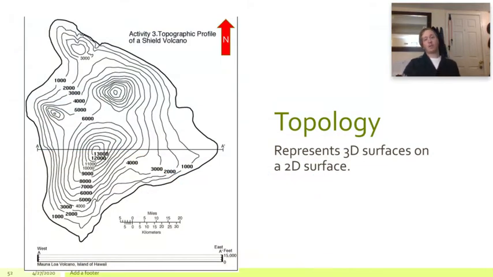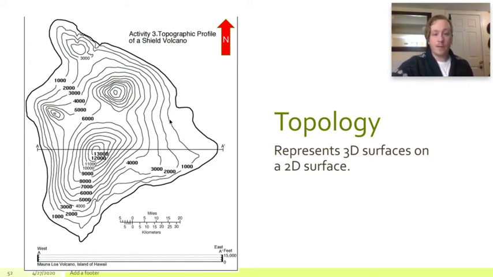So this is our next word. Topology represents 3D surfaces on a 2D map. If we look here at our title, I see we have a topographic profile of a shield volcano. So all that means, big fancy words, is that we have a two-dimensional representation of a volcano. If we look around the bottom, this is going to be our zero. So we're not using sea level here, we're using the bottom of the mountain.